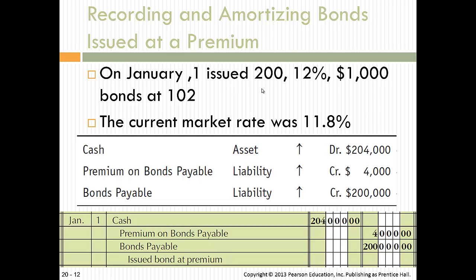So first we record the sale of the bonds. The cash received is the face value of the bonds times 102%, so that's 200 times 1,000 times 102%, which is $204,000. The face value of the bonds is $200,000, so that's the amount of the credit to bonds payable. The difference is the premium. The $4,000 difference is recorded in the account Premium on Bonds Payable, which has a normal credit balance.